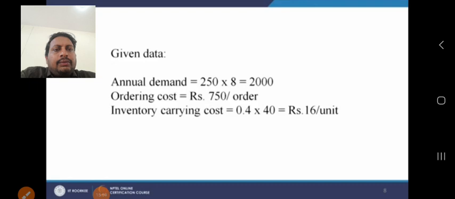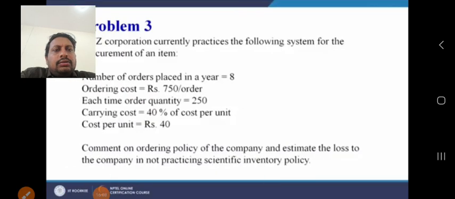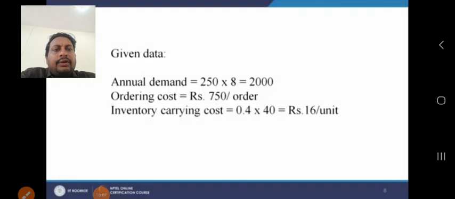The carrying cost is 40% of the cost per unit. The cost per unit is 40 rupees, so 0.4 into 40 equals 16 per unit. That is the carrying cost. If we know the annual demand, ordering cost and carrying cost, we can calculate the EOQ, the economic order quantity.